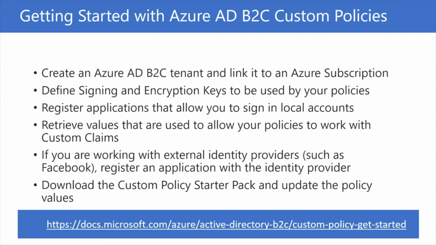That registration in turn will give you a set of values that you will use in your custom policy to configure the interaction from the custom policy to the remote identity provider. And then the next thing you'll do is download a custom policy starter pack, which we'll talk about in a second, a set of files that get you along the way for working with policies, and you'll update some values in that. Don't panic. All of this is defined in the documentation for Azure AD B2C, and the steps are very well specified in that documentation.